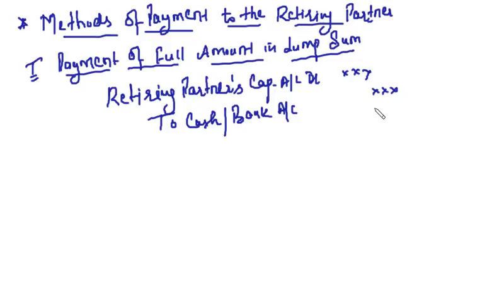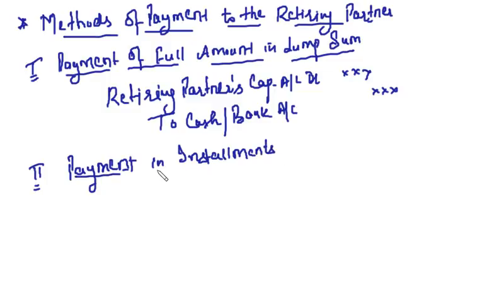Clear? Now the second scenario is payment in installments. Now, what the continuing partners say is that we do not have enough money right now to pay you. The continuing partners have to continue the business also. They say that, sir, we don't have enough money because we have to run the business afresh now. So we don't have the full money right now to pay you. We will pay you in installments.